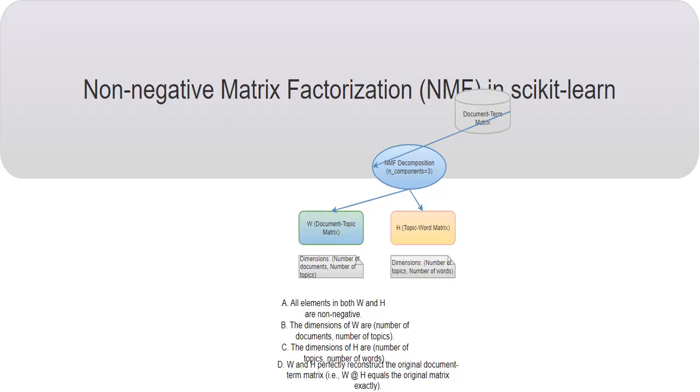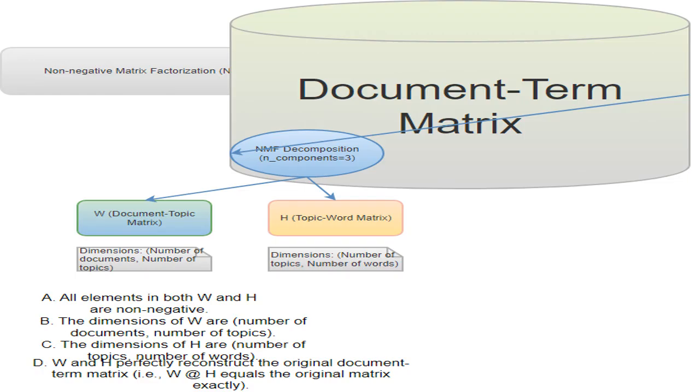I use non-negative matrix factorization, or NMF for short, a technique from the Sklearn library. It's a way to break down a big matrix into smaller, easier to understand parts. Think of it like separating a complex recipe into its individual ingredients. This is the starting point, a table showing how often each word appears in each document. It's the recipe we want to simplify.